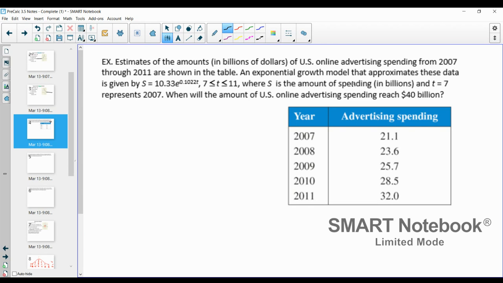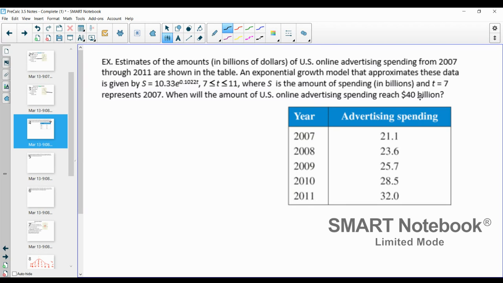S is going to be the amount of spending in billions. T equals 7 is going to represent 2007. And what we're really looking for here is when will the amount of U.S. online advertising spending reach $40 billion? And so again, we're going to start with the equation that they give us here because that's the exponential model that represents this situation.